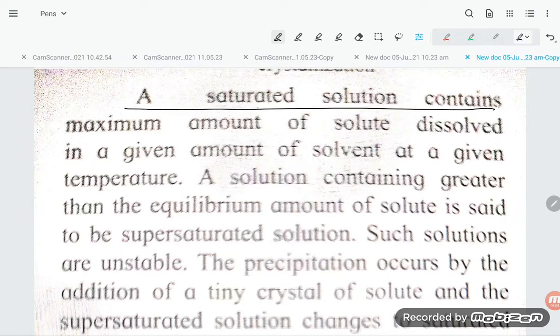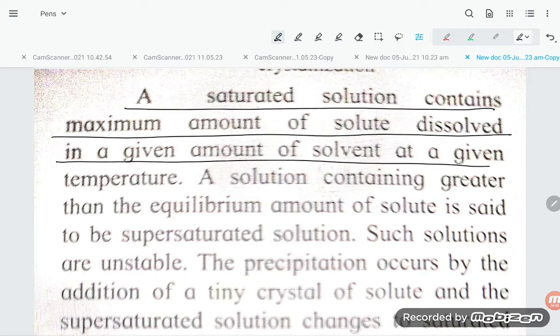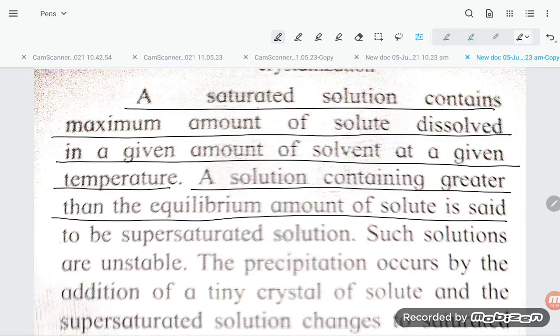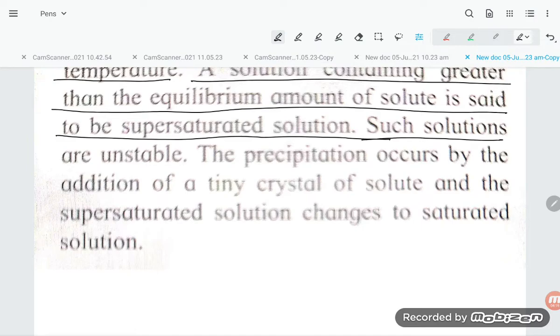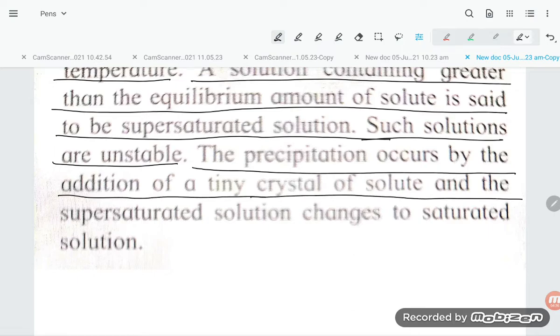A saturated solution contains the maximum amount of solute dissolved in the given amount of solvent at a given temperature. A solution containing greater than the equilibrium amount of solute is said to be a supersaturated solution. Such solutions are unstable. Precipitation occurs by addition of tiny crystals of the solute, and the supersaturated solution changes to saturated solution.